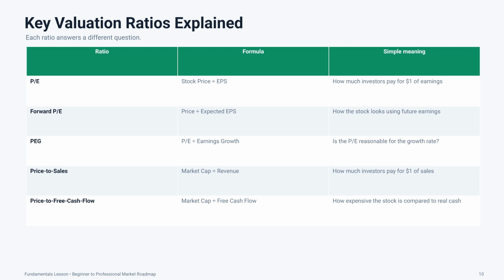Price to sales compares the company's market value to revenue. The formula is market cap / revenue. This is useful for companies with strong sales but low or no profit yet. Price to free cash flow compares the company's market value to real cash flow. The formula is market cap / free cash flow. This helps us see how expensive the stock is compared to the cash the business produces. The main idea is valuation ratios help us avoid overpaying, even for a strong company.